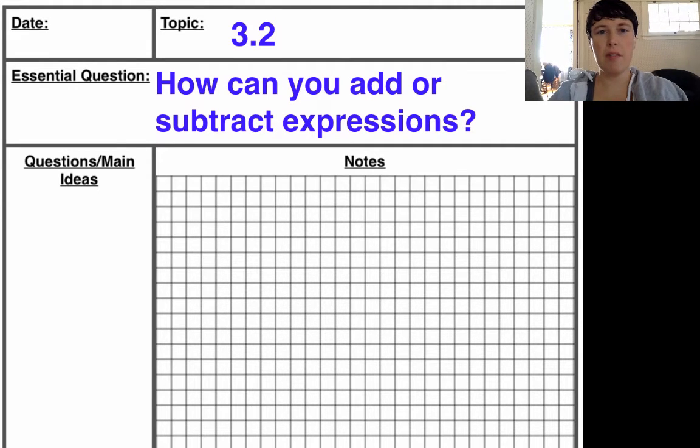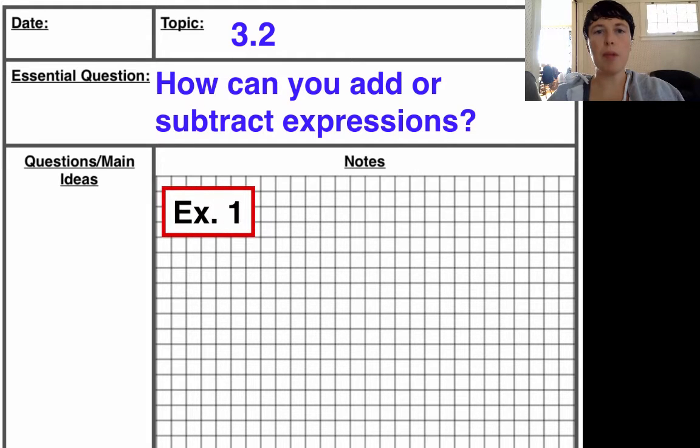If you're following the same book as we are in class, then we are in chapter 3, section 2. And if you're not, that's alright too. The essential question that we're going to work on today is how can you add or subtract expressions? So we're going to dive right into just trying some problems today. How can you add and subtract expressions?